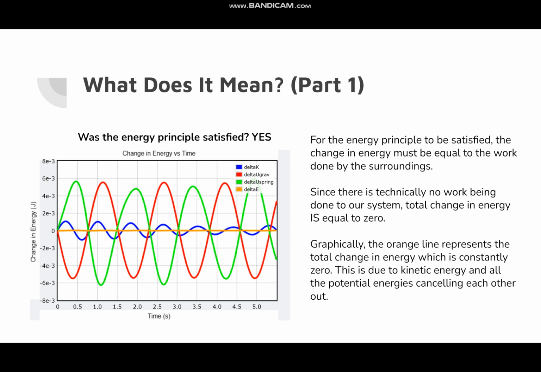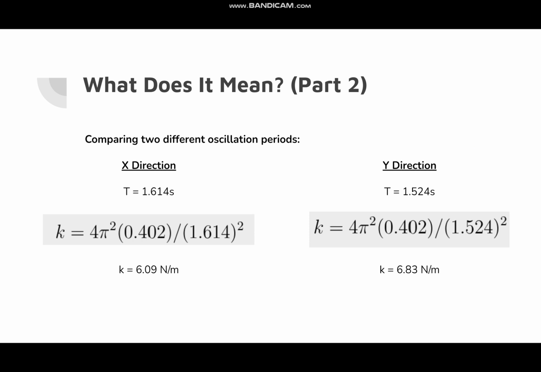So what does it mean? Was the energy principle satisfied? Yes, it was. The change in energy must be equal to the work done by the surroundings, which in this case is zero, so the total change in energy is zero, and we can see that graphically because the orange line is constantly zero. What this means is that the kinetic energy of our system keeps canceling out with the potential energies of our system to get zero as total energy.